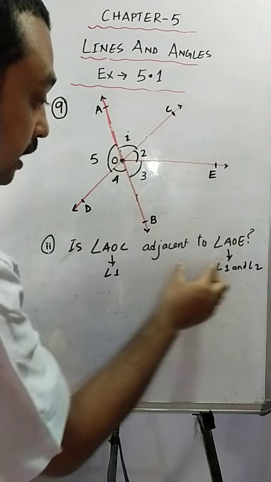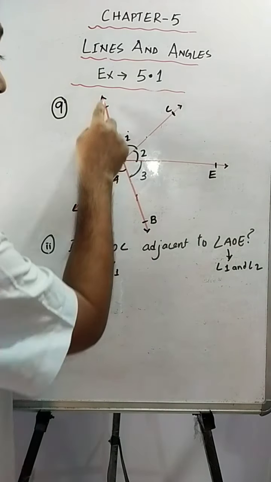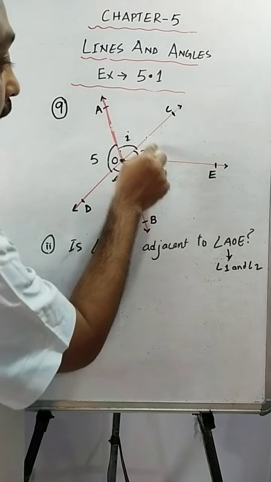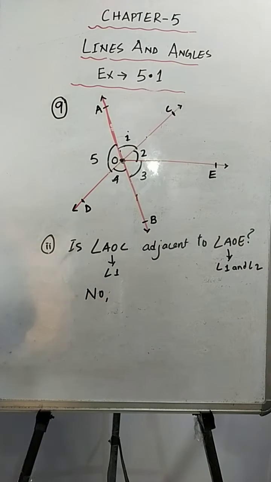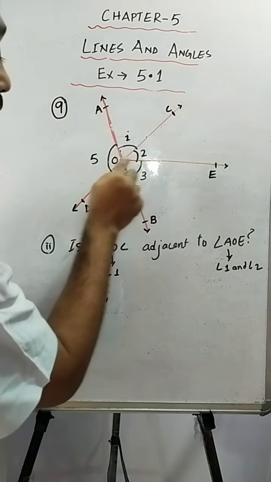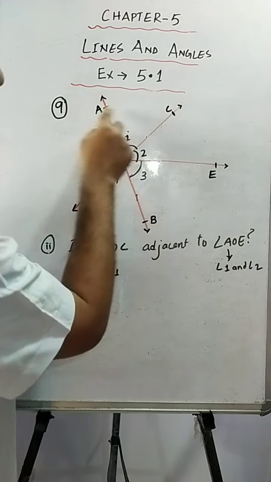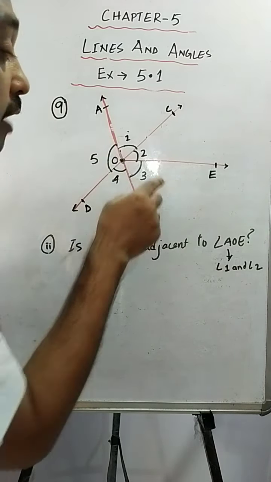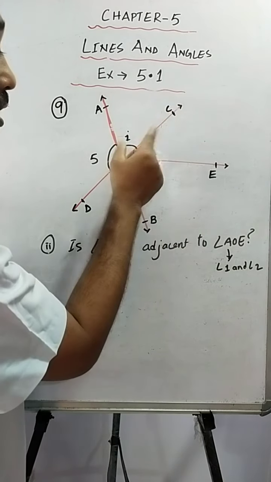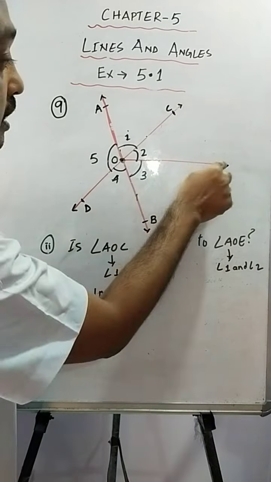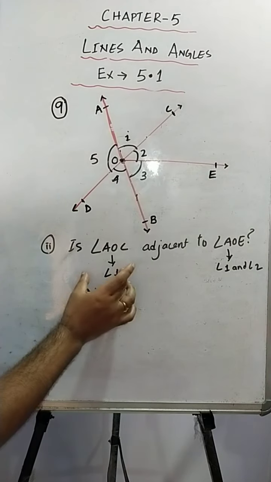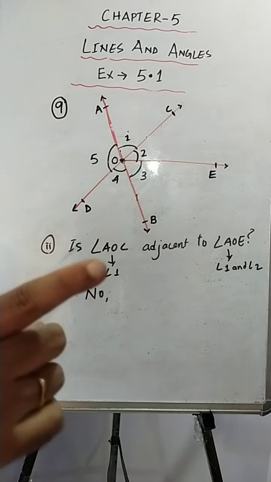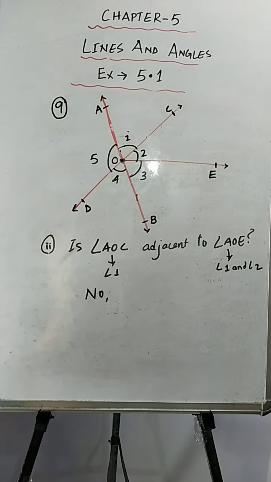So are these two angles adjacent to each other? Just carefully see. AOC, angle 1, and this whole angle. They are not adjacent to each other. So you will write no. And why no? These two angles have a common vertex, but they do not have any common arm. OC is not shared by these two, because AOE is this whole angle and AOC is just a part of AOE. Though they have a common vertex, they do not have a common arm. So that is the reason they are not adjacent to each other.